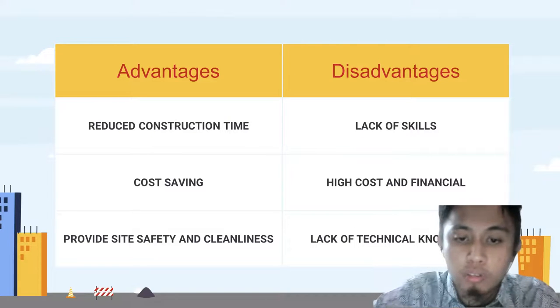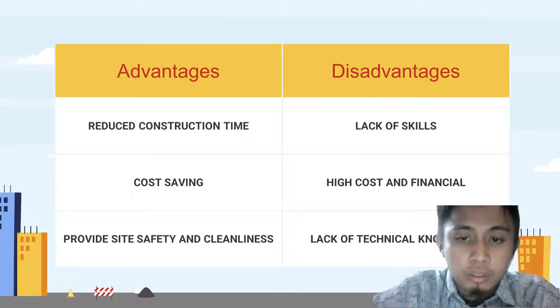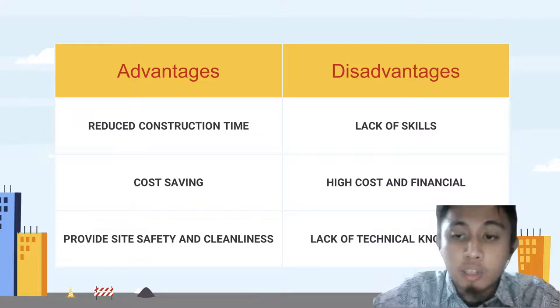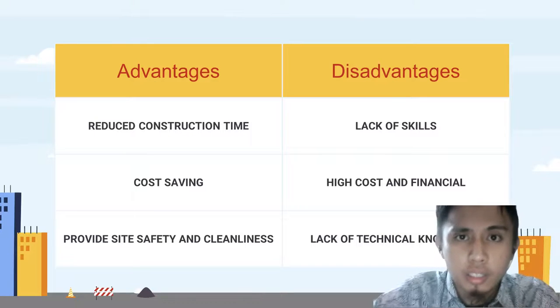So the last one is providing site safety and cleanliness. So as we know that the IBS system involves precast building, which is the component manufactured at the factories. So this can reduce the construction wastage, which can lead to a cleaner and neater environment.